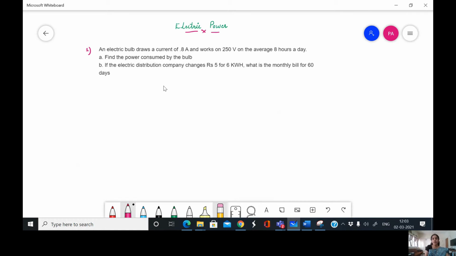So let us write the given quantities. Given that current is equal to 0.8 ampere, then supply voltage is given as 250 volt, and the appliance is working for 8 hours. So here I can write 8H. Then first we are asked to find what? Find the power consumed by the bulb.